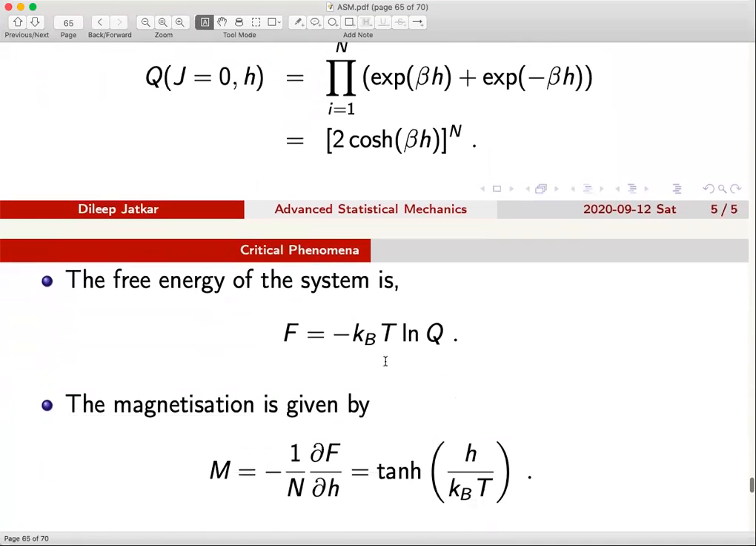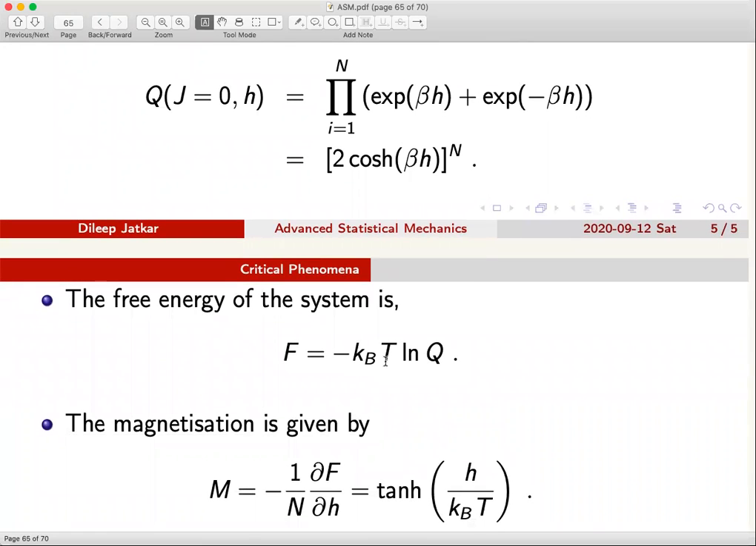So first thing is that we can compute free energy. Given that you have the exact partition function, free energy can be computed. So here is an expression. F is minus kBT times log Q. And once you know what the free energy would be, you can utilize this expression to determine various quantities of interest. First quantity that is of interest is magnetization.